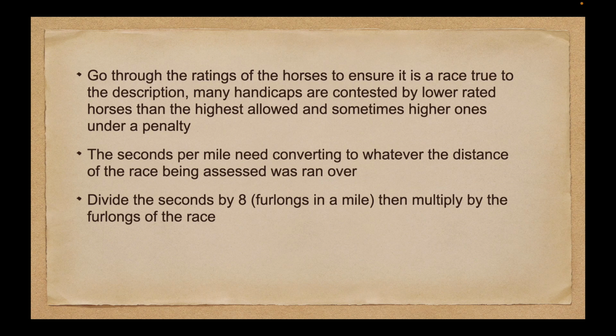And if that horse misses the break or dwells in the stall, and is never in the race, or is held up at the back and never a factor, then you can knock the race down a few notches to maybe a 65. Okay, the seconds per mile need converting to whatever distance the race being assessed was run over. So you need to divide the seconds by 8 furlongs. So that's the seconds in the table. So you divide it by 8 and then multiply it by the furlongs of the race you're looking at.